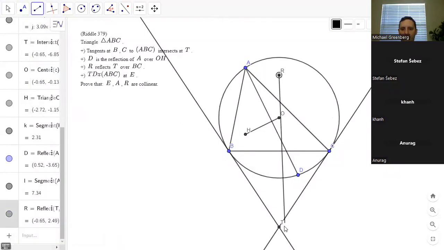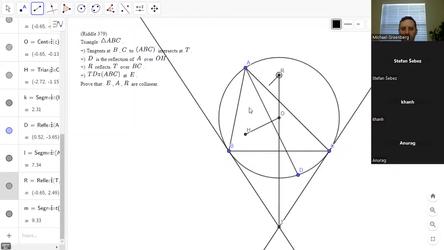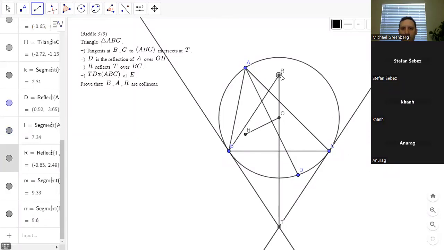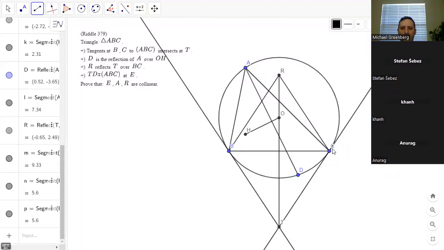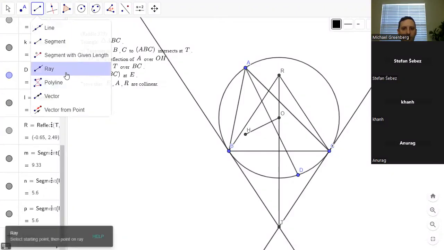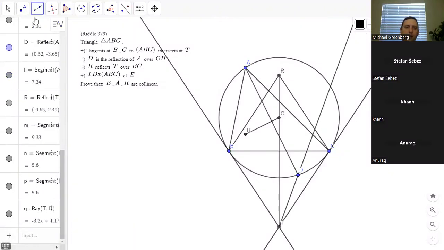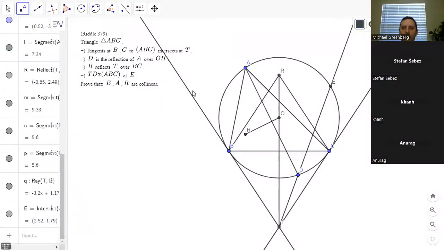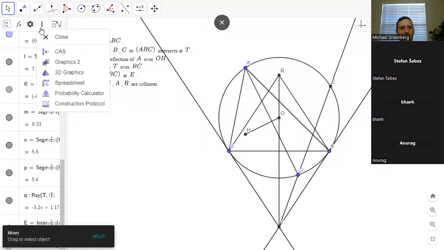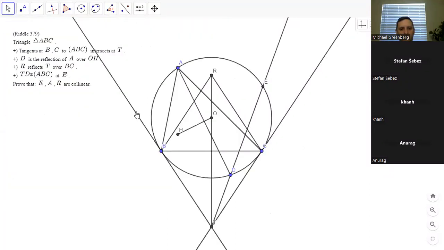So RBCT is a rhombus. We have a rhombus and a kite. And TD intersect ABC is E. So then we have a harmonic quadrilateral, EBDC. And we want to show EA and R are collinear. That's interesting. All right. I like this problem.